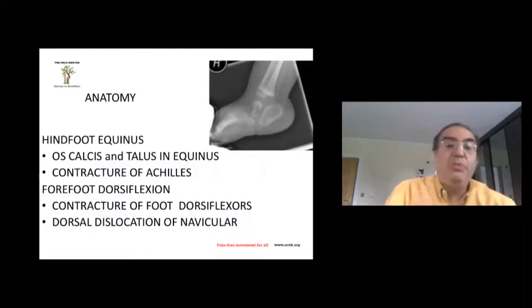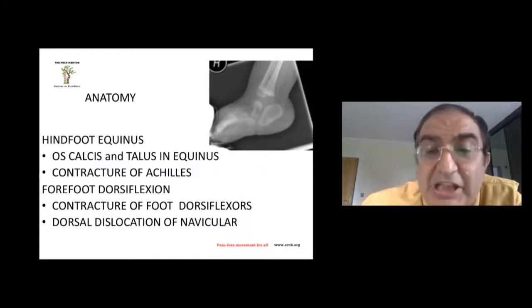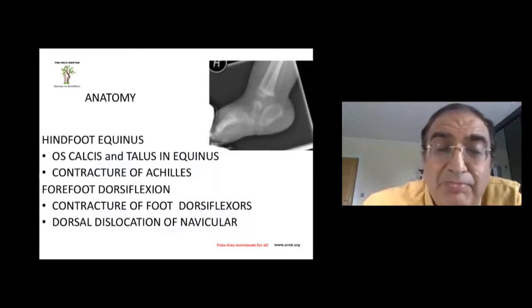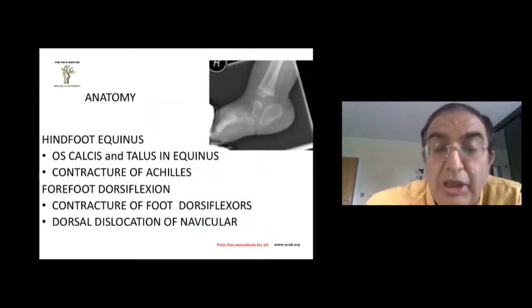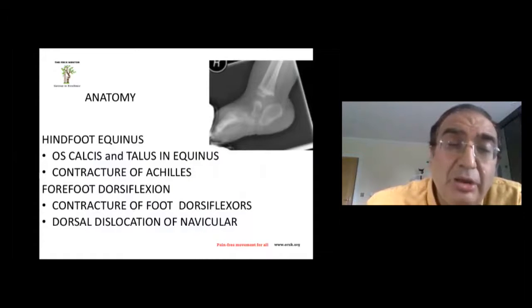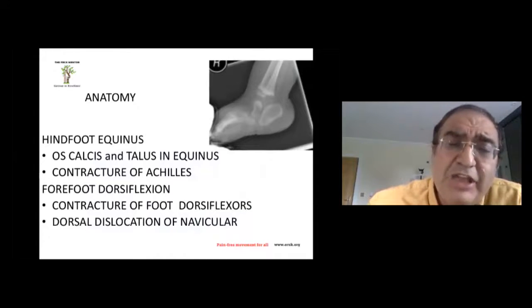So what are the main problems in CVT? You can see the hind foot is in equinus. As you can see on the x-ray, the talus and the calcaneum both are in equinus. They are pointing down. And the forefoot is in dorsiflexion. That's because of the dorsal dislocation of the talonavicular joint and contracted anterior tibial muscles, or the dorsiflexors of the foot. This is why you get a rocker bottom deformity, because the forefoot is dorsiflexed and the hind foot is in equinus. So you get a convex plantar deformity.